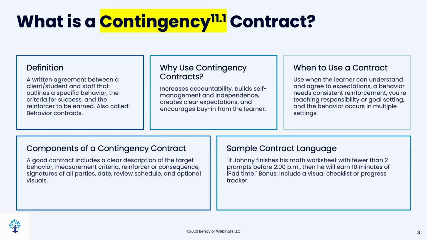A contingency contract is a written agreement between a learner and staff, parent, or teacher that outlines a specific behavior, the criteria for success, and the reinforcer. This is also known as a behavioral contract. We utilize these because it increases accountability, it helps with self-management, it helps with independence, and it will create really clear expectations. It will create buy-in because you've talked to them through the contract and they know exactly what they need to do. And they also get to put input into the contract.